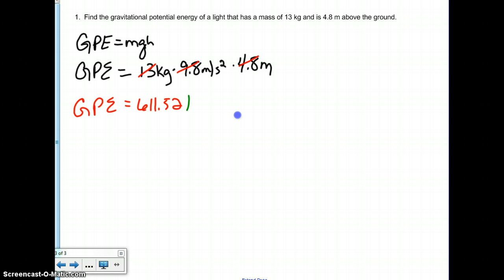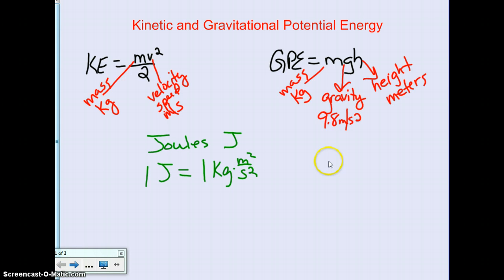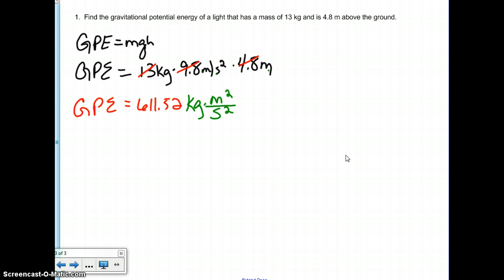We can bring our kilograms down. Now we need to look and see what happens when meters is multiplied times meters. Okay, you get meters squared, so that's times meters squared, and then of course we have to have our little denominator here, and that would be seconds squared. Recall way back at the beginning when we said right here that 1 kilogram times meter squared over second squared is the same thing as a joule. That applies right here, and we can rewrite our answer as 611.52 joules.